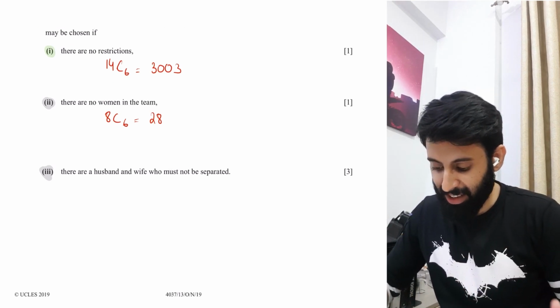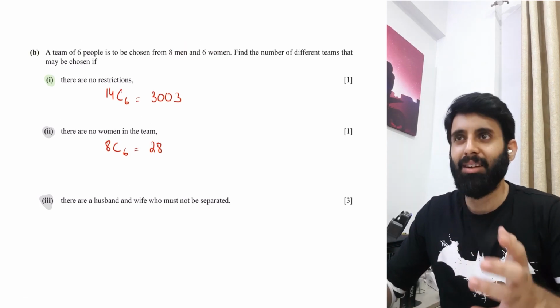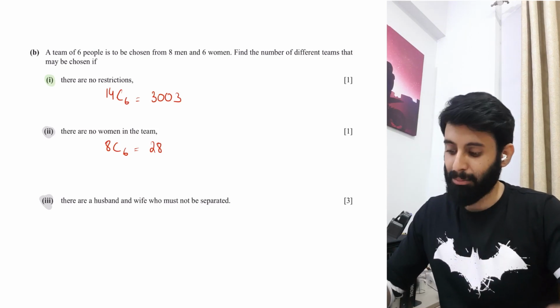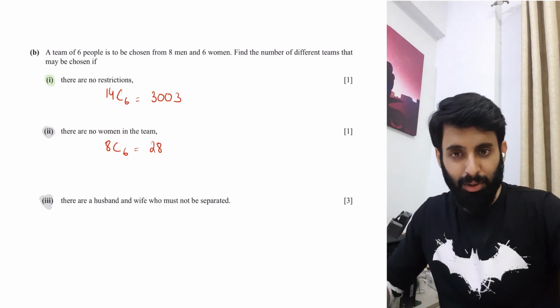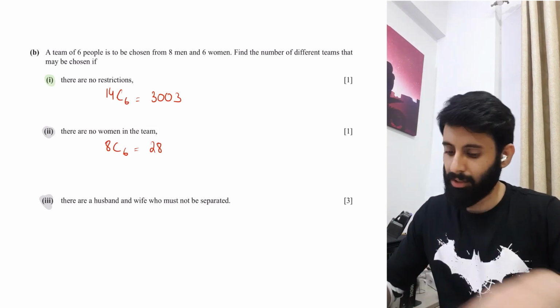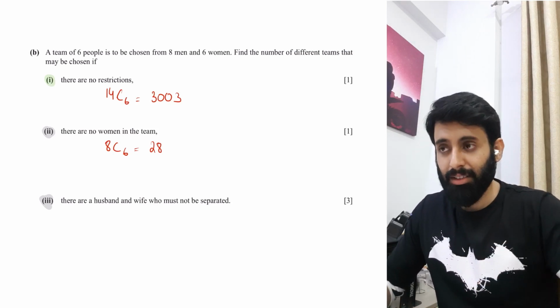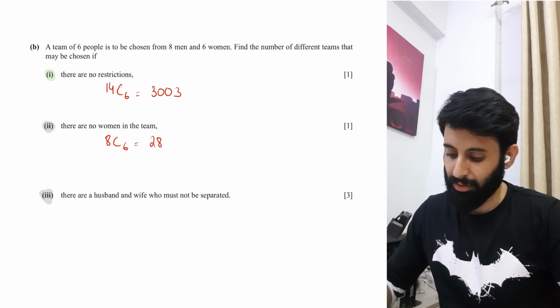It says there are a husband and wife who must not be separated. Okay, so what does that mean? You might think that means they must be in the team, and yes, that is correct, but that could also mean that both of them may not be in the team. So either they're both in the team or they're both at home chilling. So they're both either inside the team or outside the team. You can't just have the husband or just have the wife in the team and not the other.